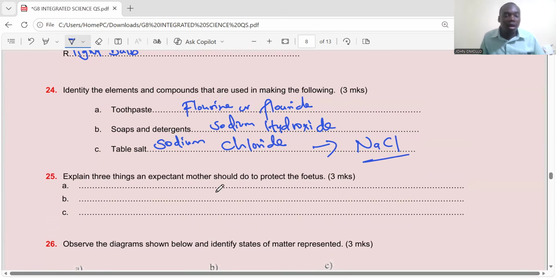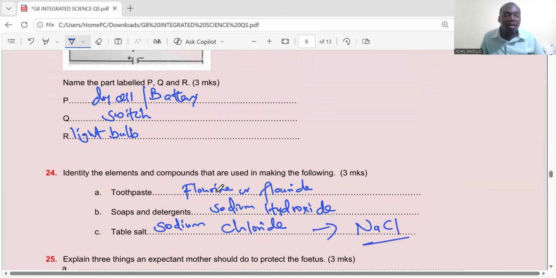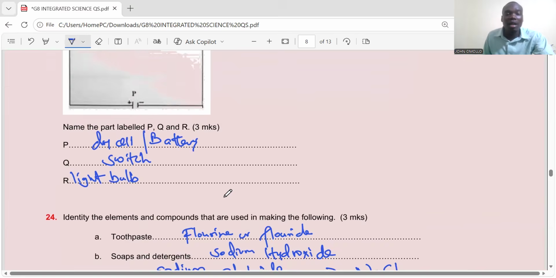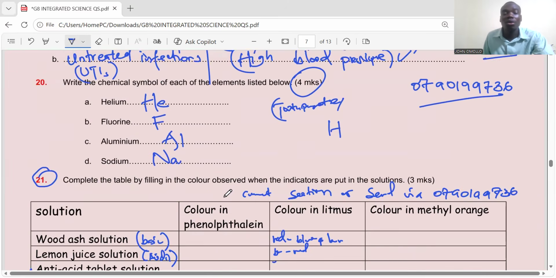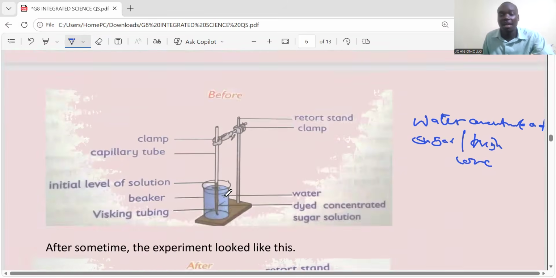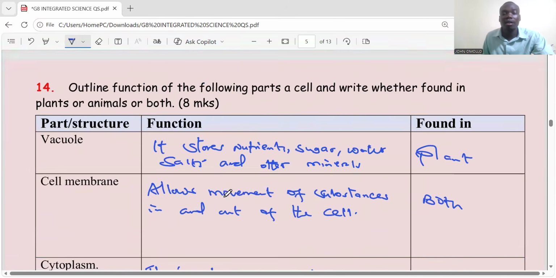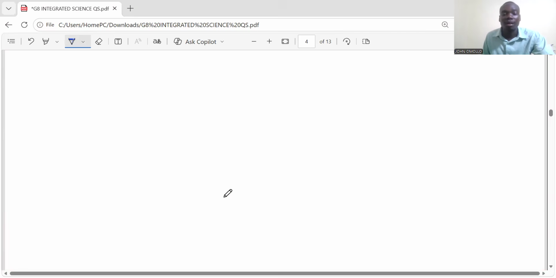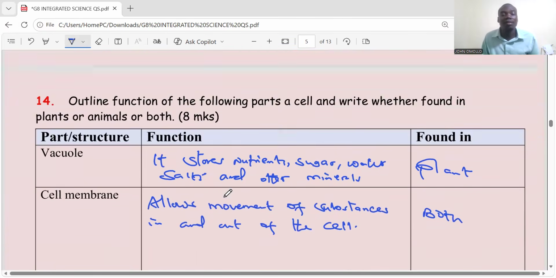Now, let's end our lesson at number 24 for today. The rest of the questions I will do tomorrow, or rather next time. So thank you for your time. Kindly go through the paper. I will come back with section A and the last section of this paper.